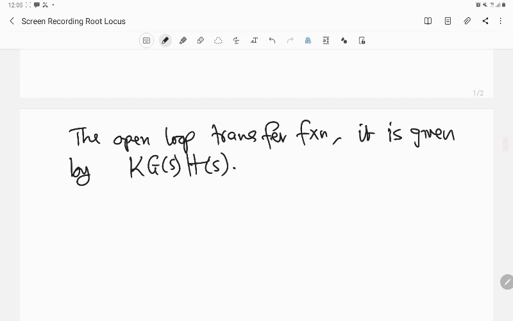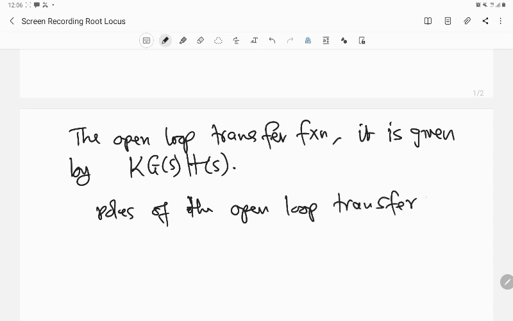It is very easy to see that the poles of the open loop transfer function can easily be known.